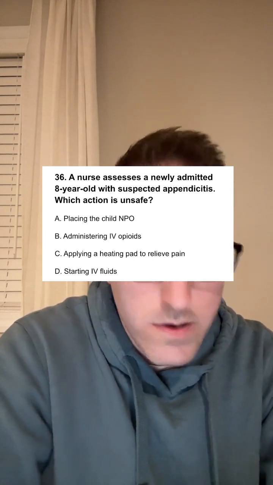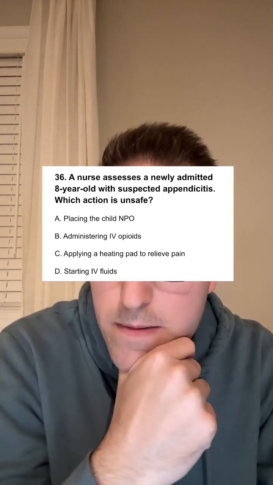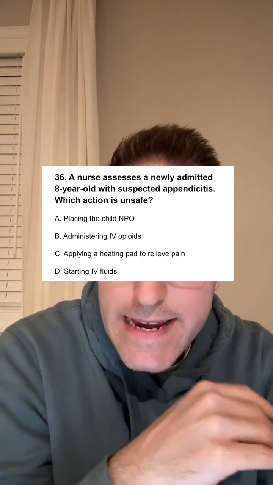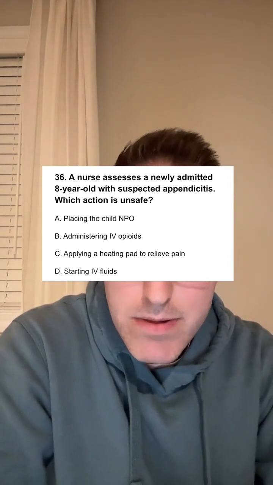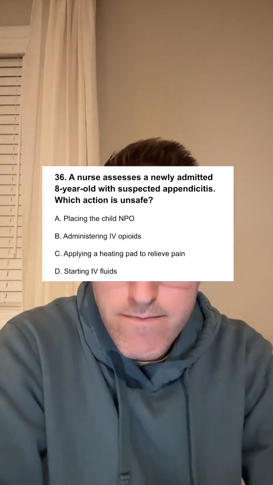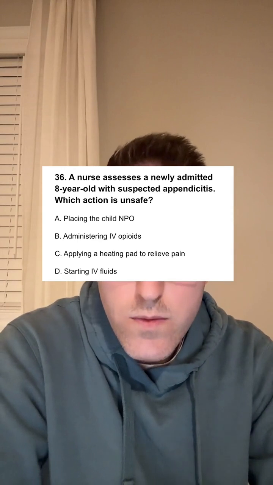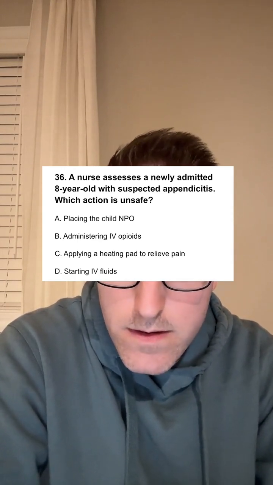Wow, you guys knew this one. Yep, C, applying a heating pad to relieve the pain. Applying heat increases the risk of an appendix rupture.